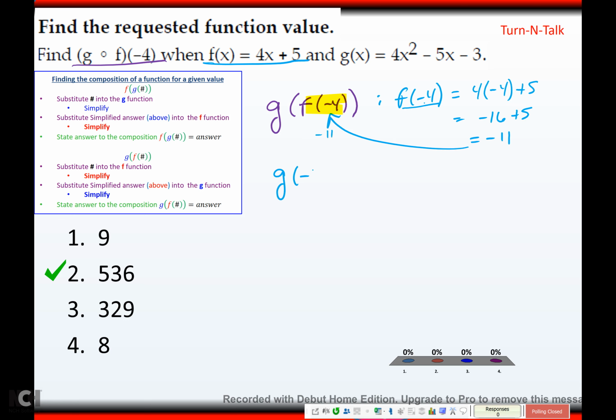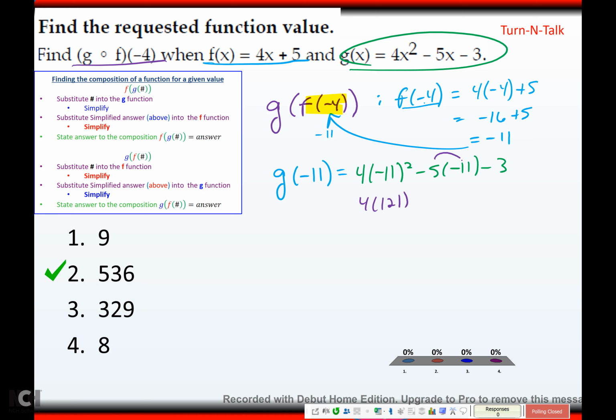So we're finding g of -11 now to end our night. To end our night, we go to the g party, which says 4 times whatever you brought squared minus 5 times whatever you brought minus 3. And we simplify that. That's going to be 121, and that's going to be positive 55. 4 times 121 is 484, plus 55 minus 3 is 536. So, g of f of -4 equals 536. Okay?